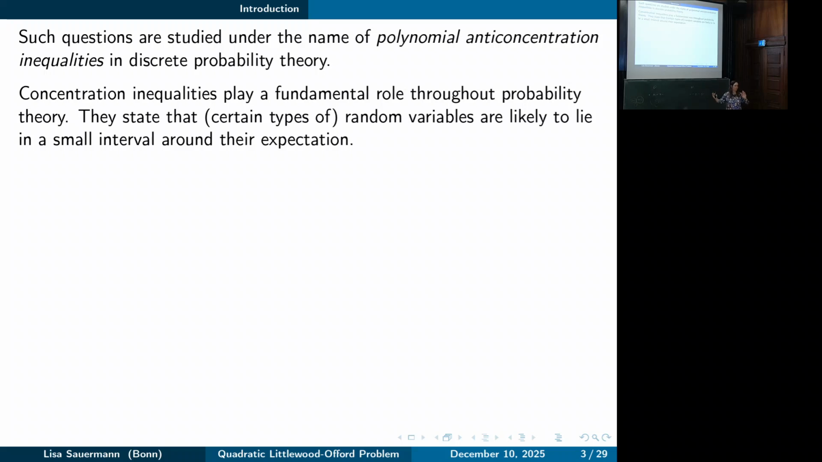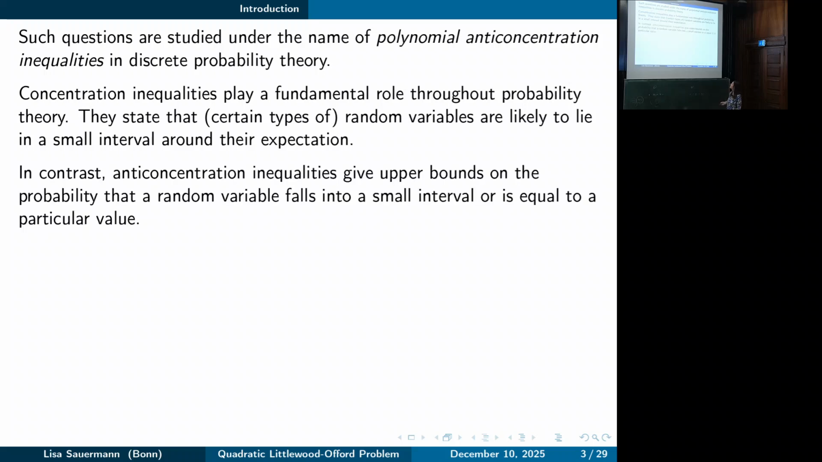Just because most of you probably don't come from the probability theory side, let me give a little bit of context to this. In probability theory, what's much more prominent than anti-concentration inequalities is actually the opposite, namely concentration inequalities. Concentration inequalities play a central role throughout almost all of probability theory, and such inequalities state that certain types of random variables are likely to lie in a small interval around the expectation. So they're typically close to the expectation and don't deviate too much. That's what concentration is about.